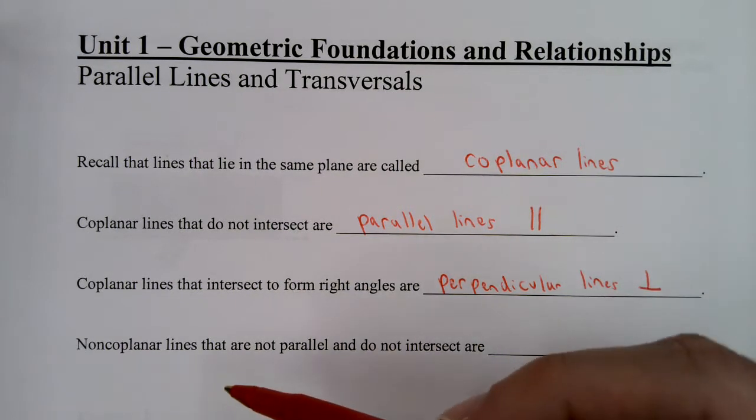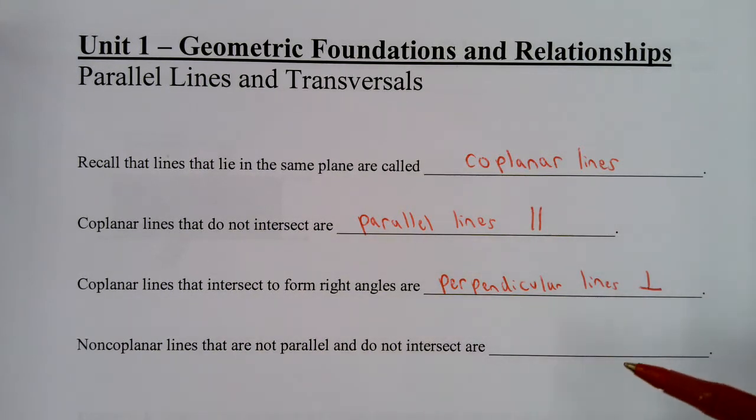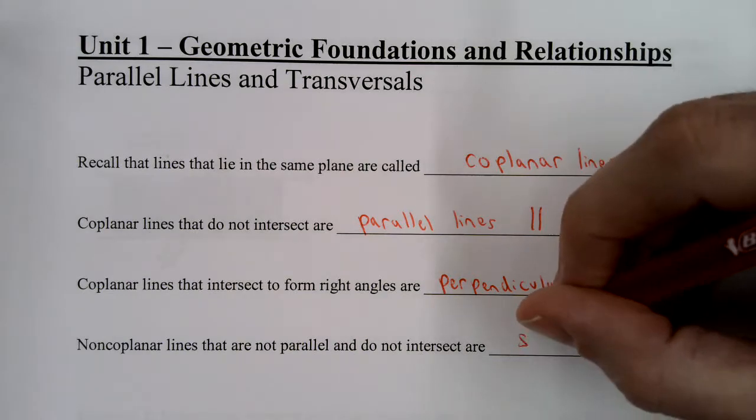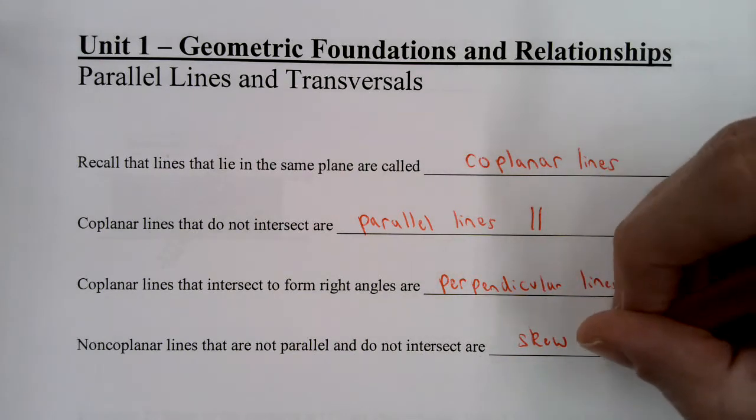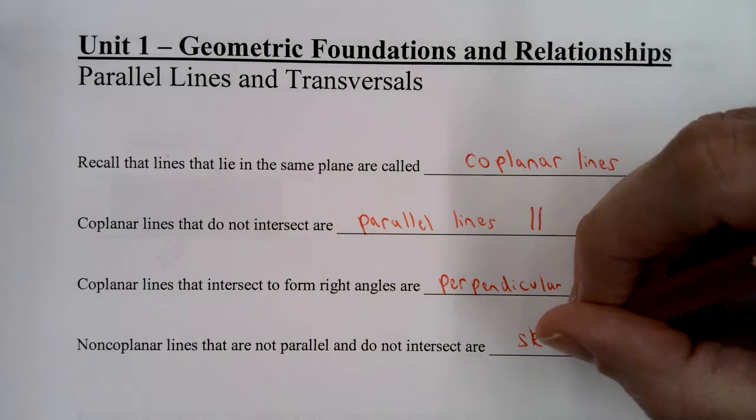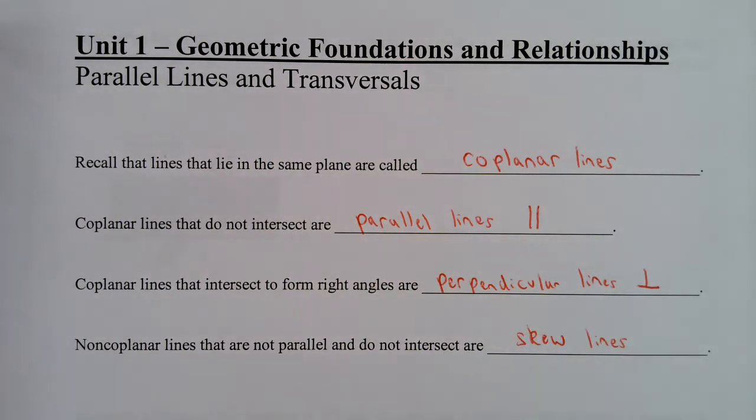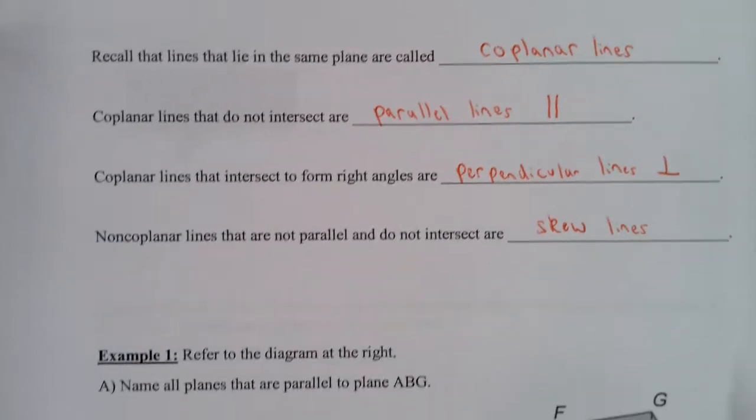This next definition, we're not going to use too much. I think I'm going to talk about it today, and that might be it for the year. Non-coplanar lines that are not parallel and do not intersect are called skew lines, S-K-E-W. We don't have a symbol for that one, though.